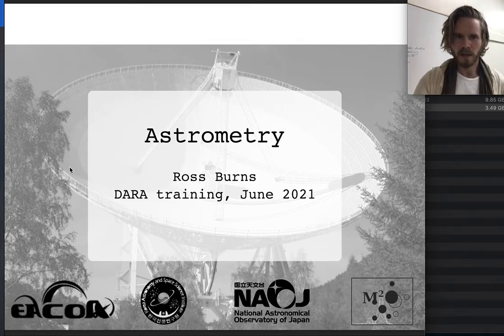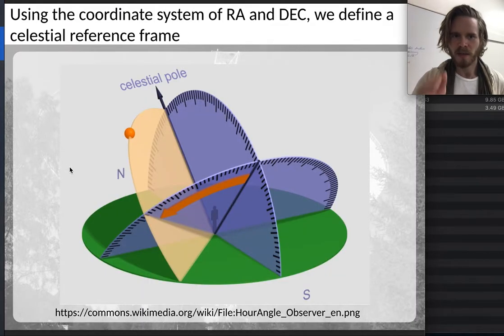Before really kicking off in astrometry, I just want to go over a few things on coordinate systems. I think on Monday you already had a talk by Jamie on coordinate systems, so you saw this image. I watched his talk and thought it was very good, so I thought I'd steal this image and use it, and start from this and build from there.